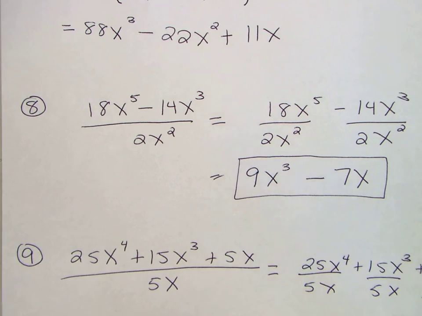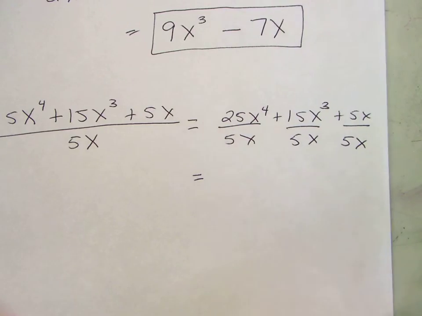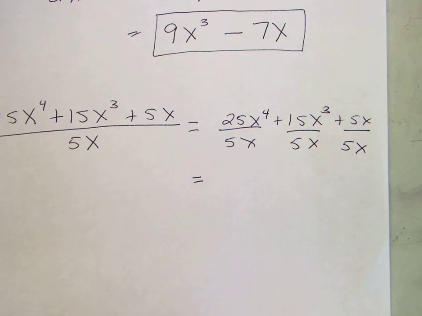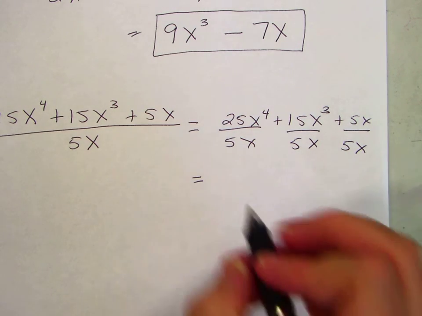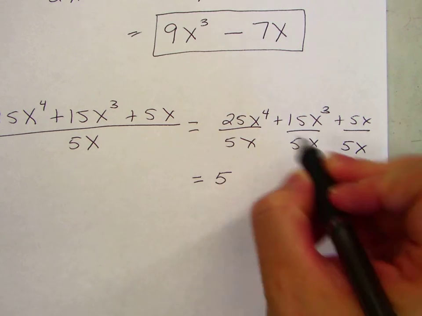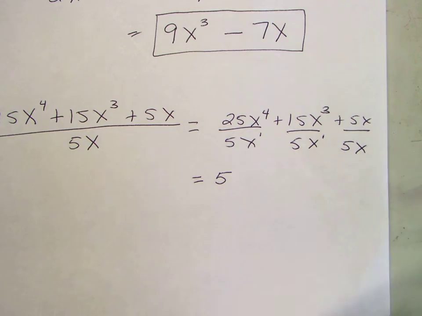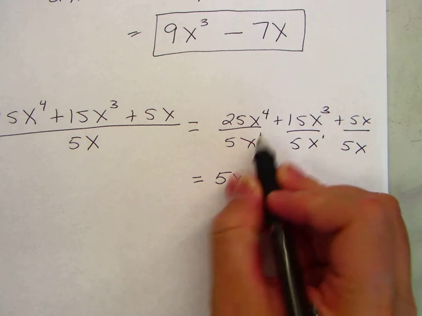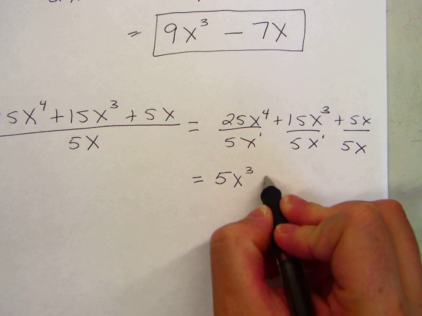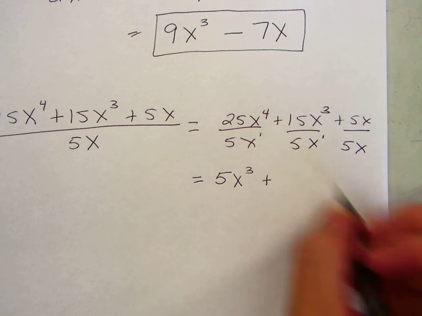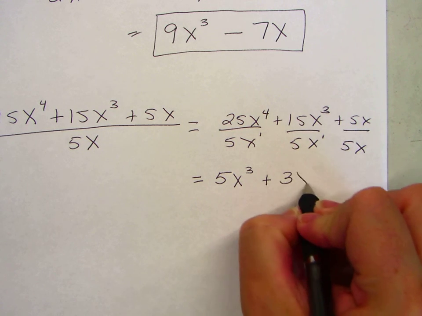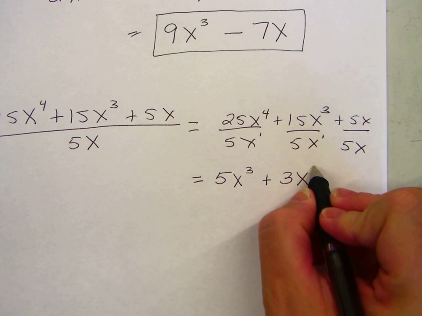All right. Oops, can't see that, can you? All right, so just dividing. 25 divided by 5 is 5. Again, remember, a plain x is a 1. 4 minus 1 is 3. Plus 15 over 5 is 3x. 3 minus 1 is 2.